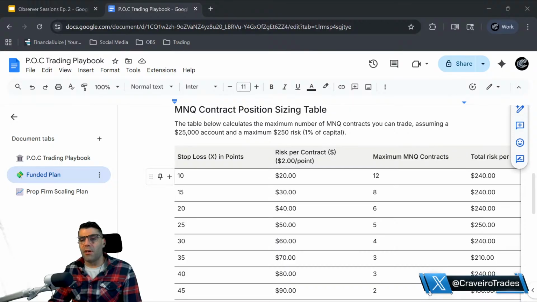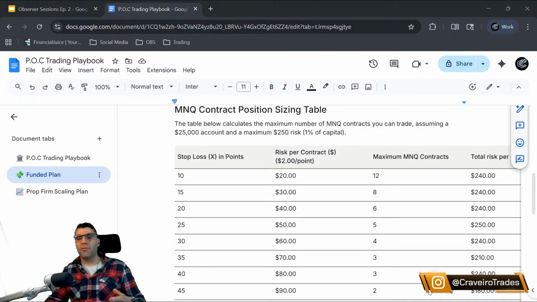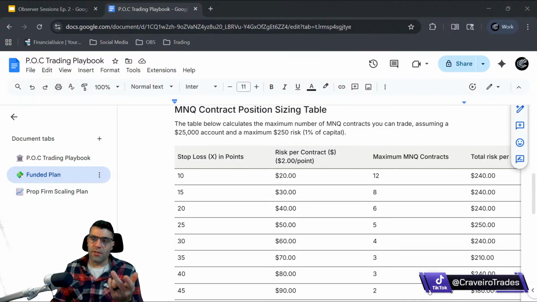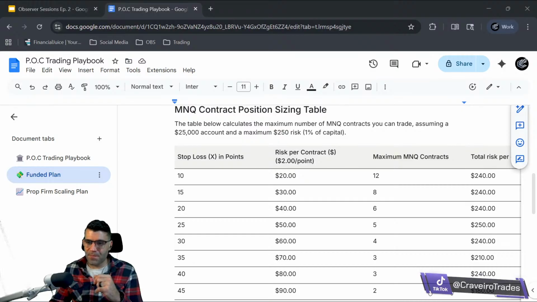So if your stop loss was 10 points away, that's risking $20 per contract right here. The maximum number of contracts that you would take is 12, because that would equal $240 worth of risk if we went to full stop loss. I recommend doing half of that so that you have 2 opportunities. You don't have to, but you can.